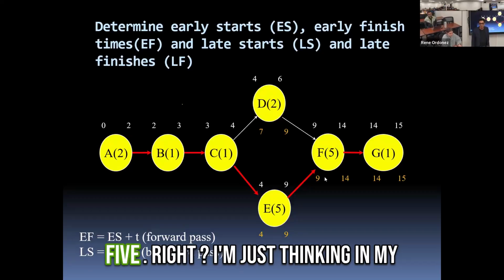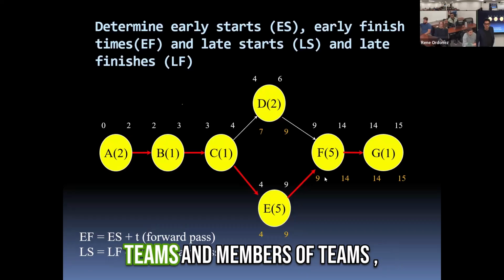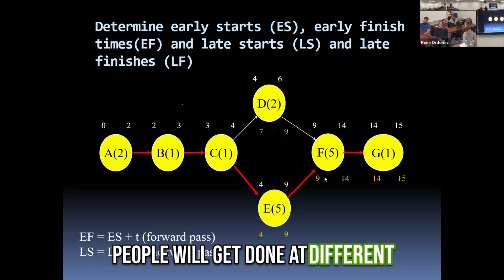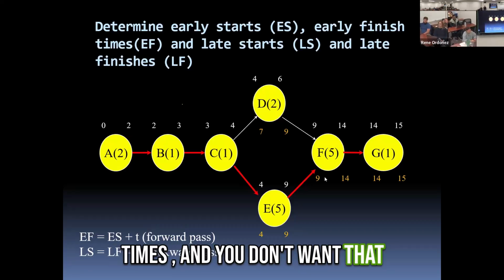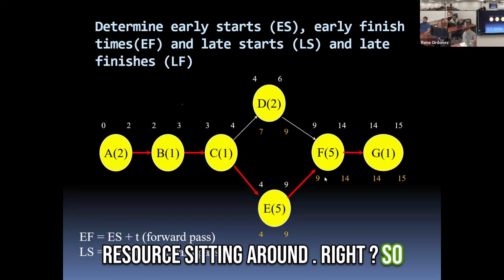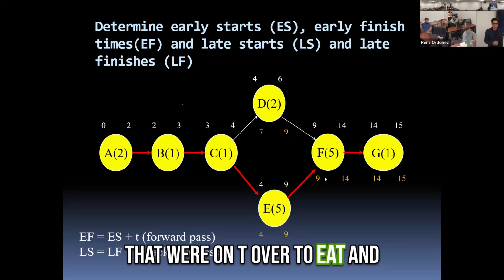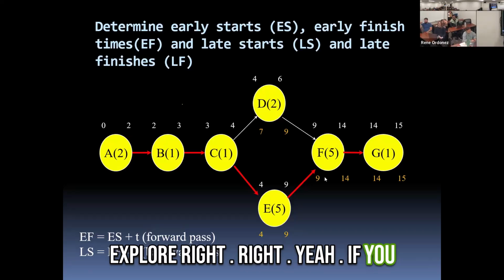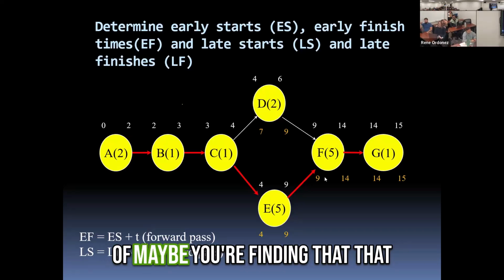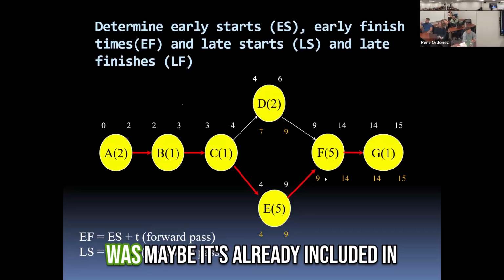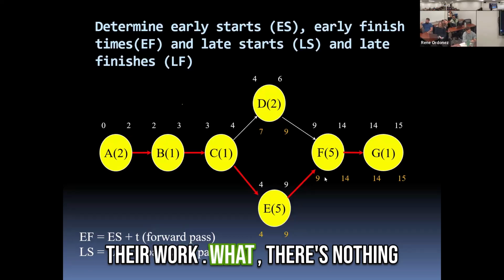don't extend it to 5. Right? I'm just thinking in my experience when I'm working with teams and members of teams, people will get done at different times. And you don't want that resource sitting around. So if you can allocate it to the people that were on D over to E and expedite that process, yeah, if you can. But I think that's already maybe in your planning, maybe it's already included there, or what?